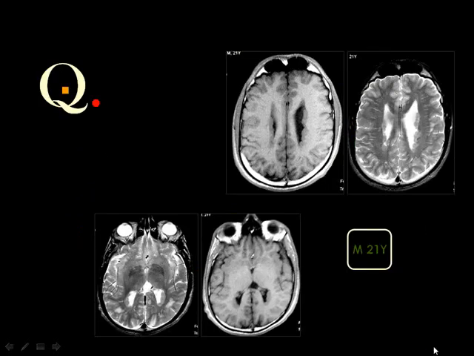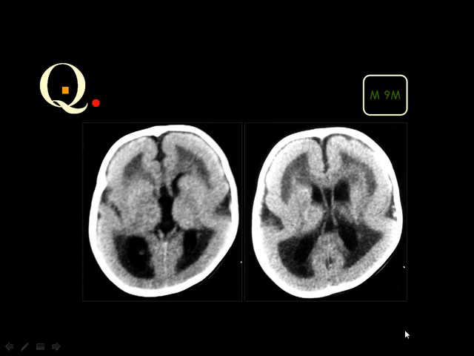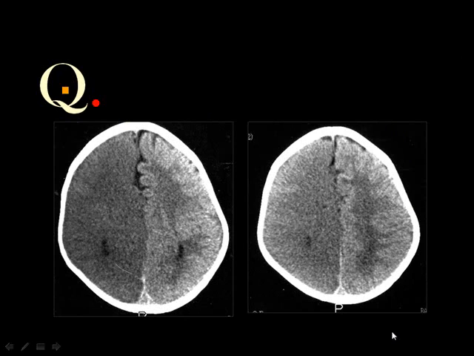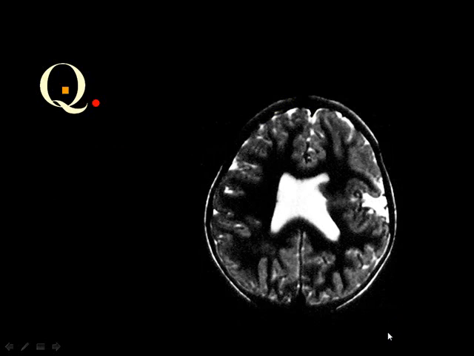Then the questions. Yes, subependymal heterotopia. Okay. Lissencephaly. Pachygyria. Very good. Hemimegalencephaly on the right side. Good. Yes, closed lip schizencephaly on the left side.